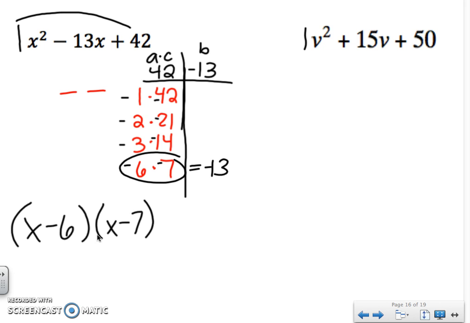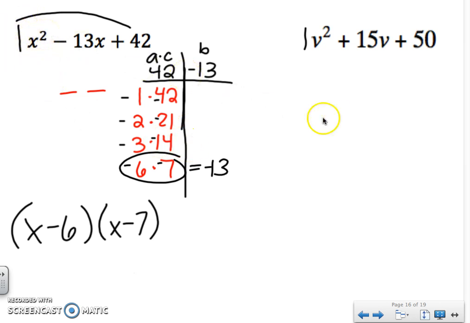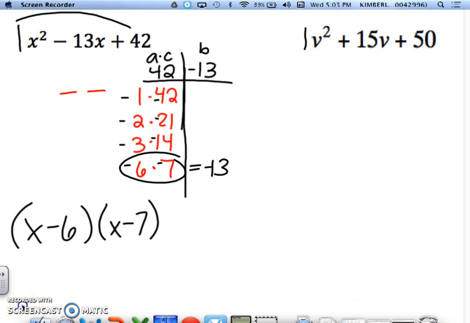Okay? So again, this should look familiar because we do know the zero product property is coming up. But again, that's how you factor a quadratic that has a leading coefficient of a 1. So why don't you try this one over here? Press pause and we will go over it.